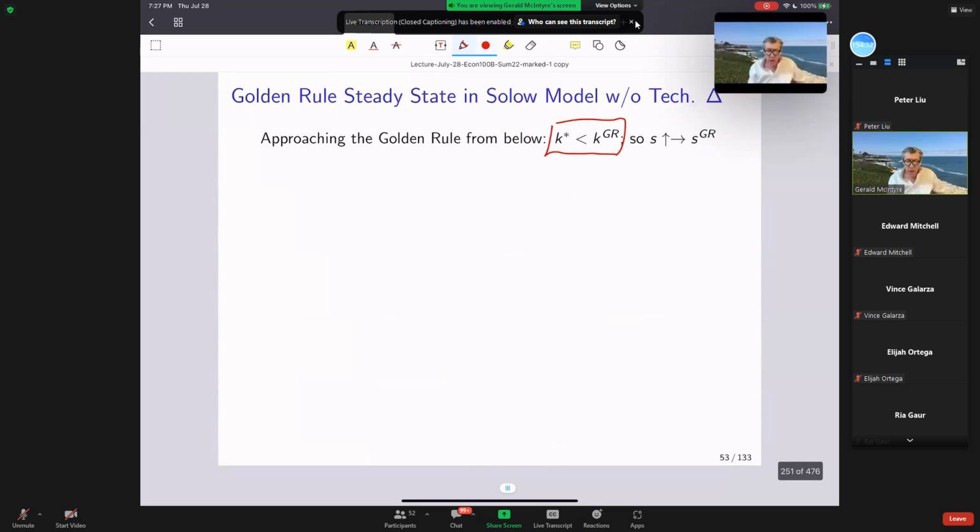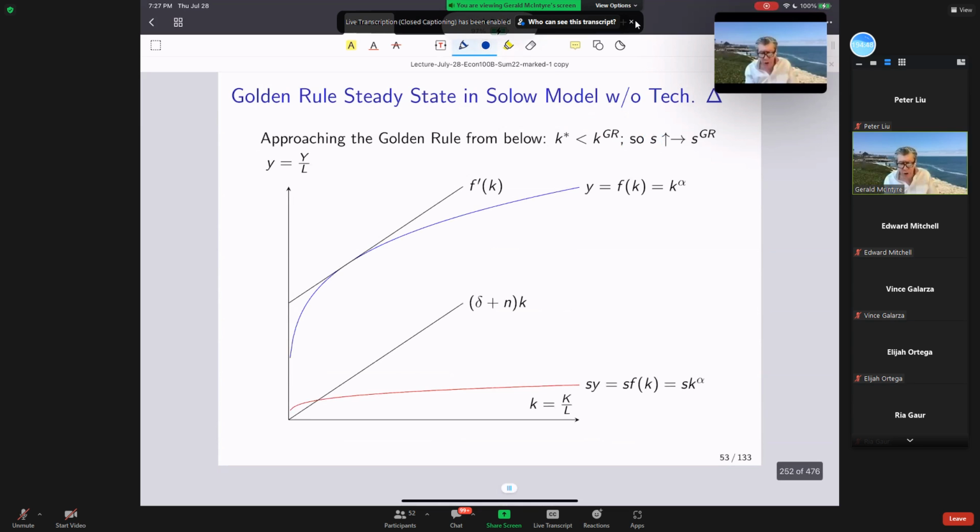Here's where you're at a steady state. You're at some kind of K-star, which is a steady state, but it's smaller than the golden rule steady state. So if it's smaller than the golden rule steady state, you want to increase your savings rate up to the savings rate that will take you into the golden rule. And so what that looks like is here. Here's the economy. Here's the plain old ordinary steady state, K1 star. But the golden rule is where f prime of k, recall, is equal to the slope of the break-even line. Here's the f prime of k. Here's the slope of the break-even line. That's here.